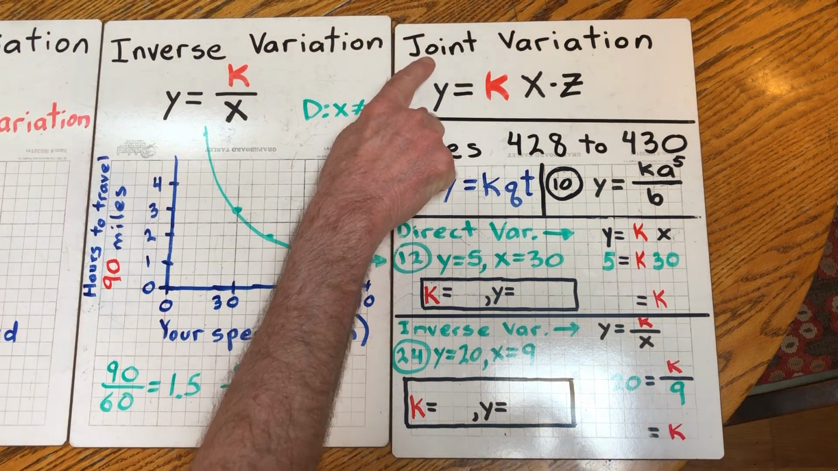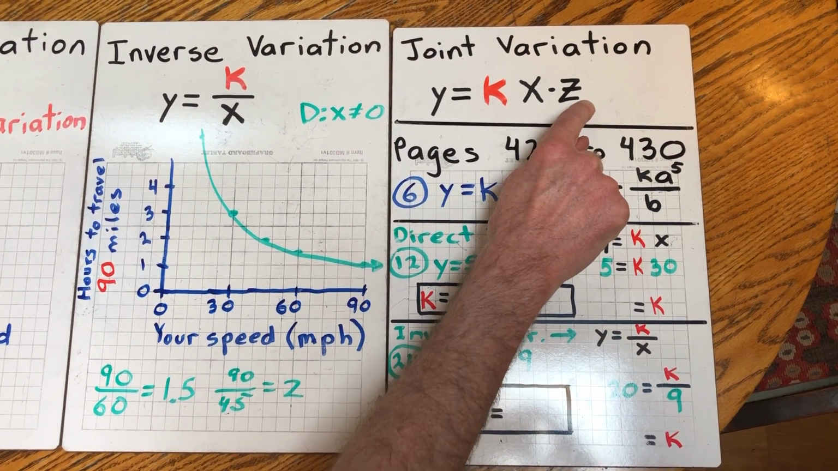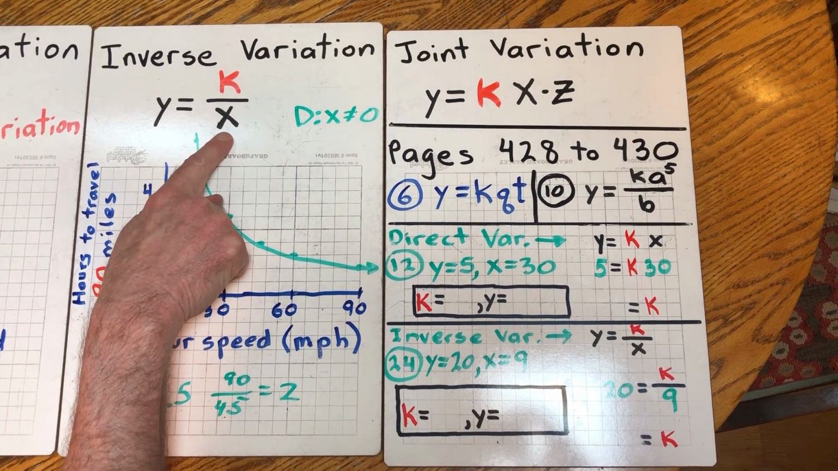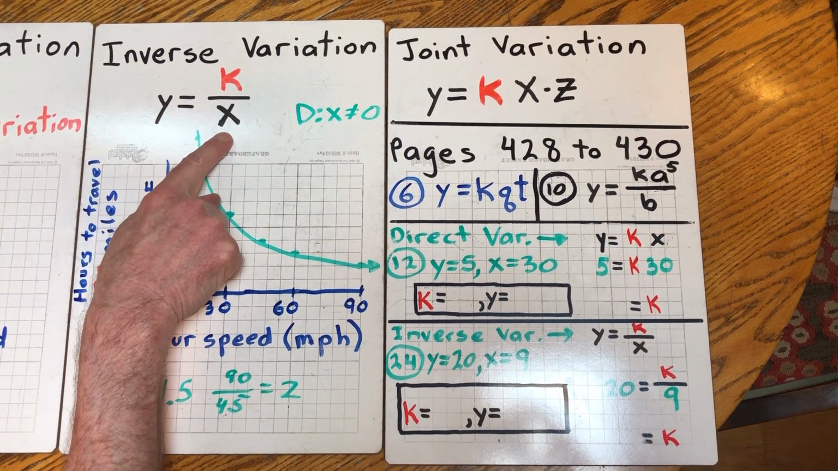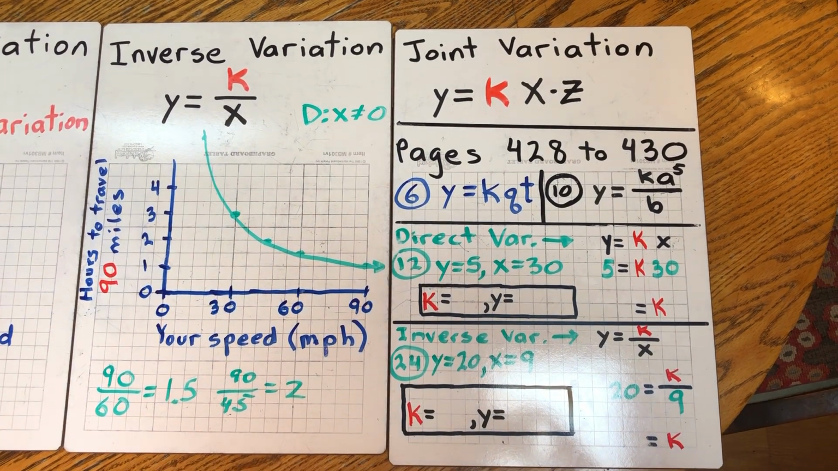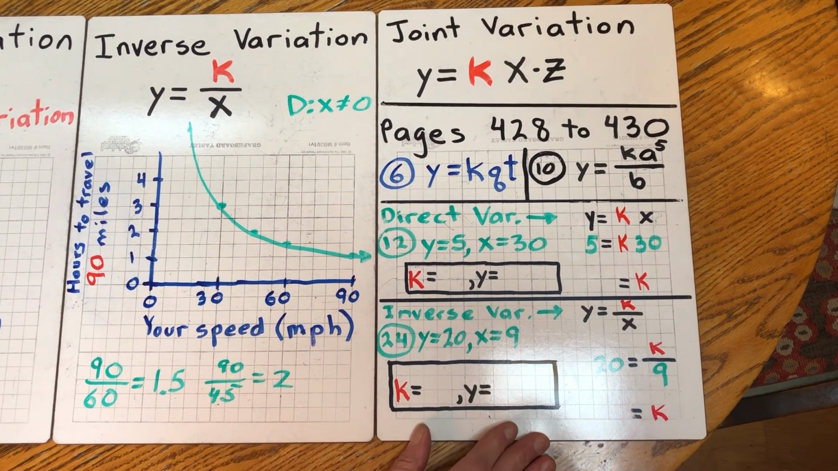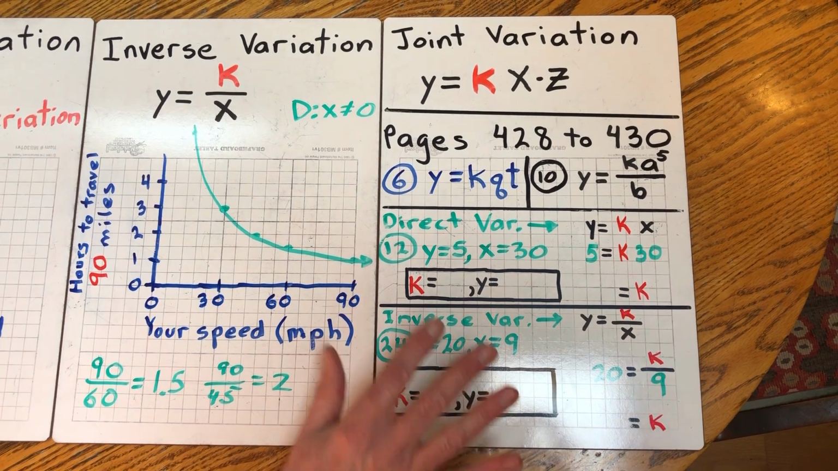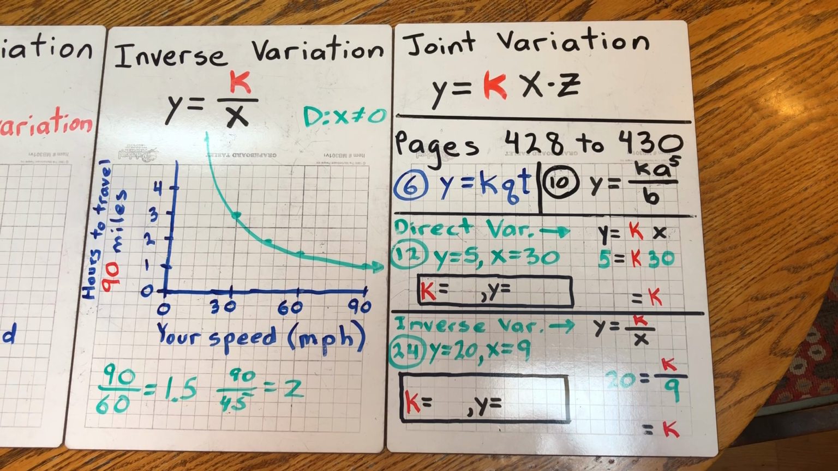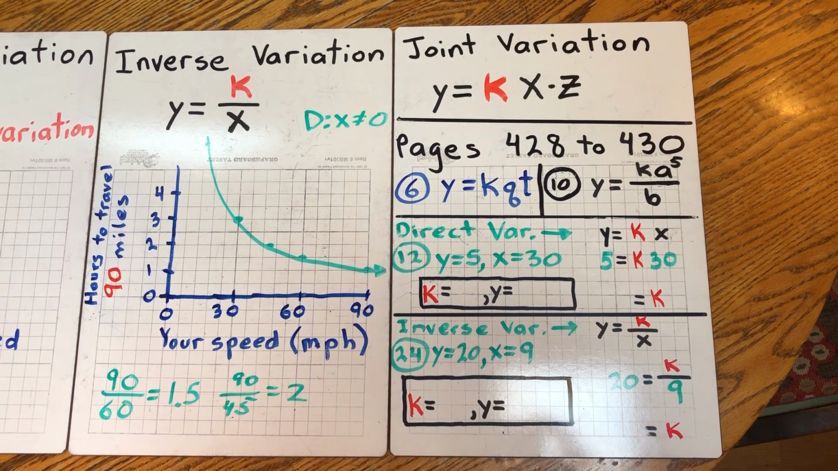Sometimes you'll have joint variation, everything up top, and they'll also say it varies inversely as something else. The inverse things go on the bottom, all the other things go up top. Now, if you have your book, open it up to page 428. Here are some of your homework problems. If you don't have your book, pause the video, go get your book.